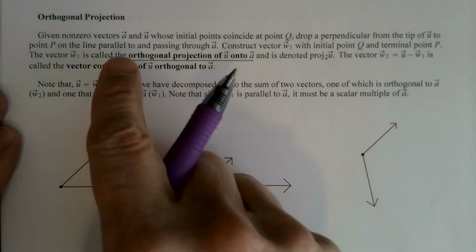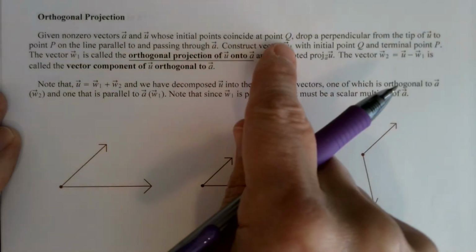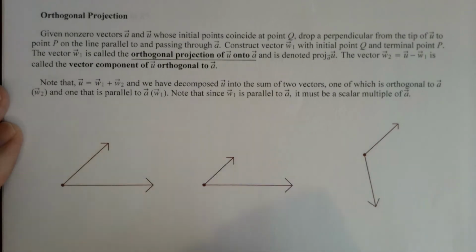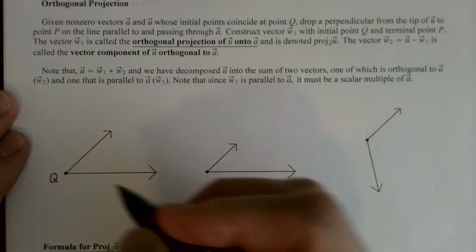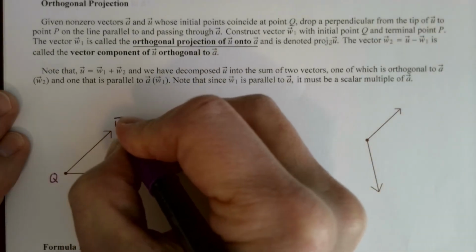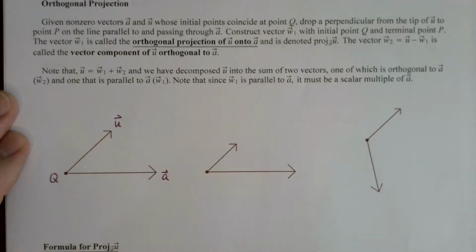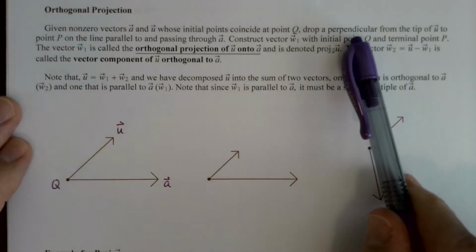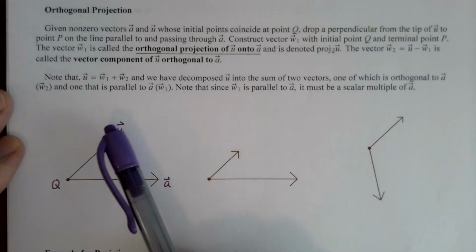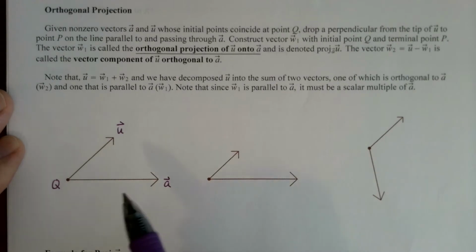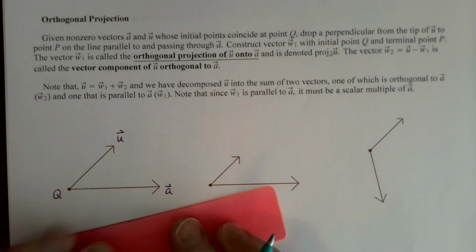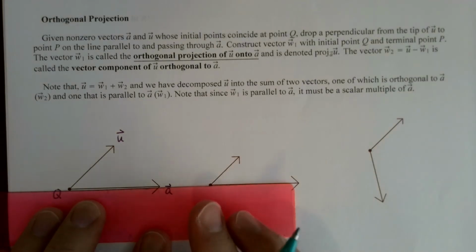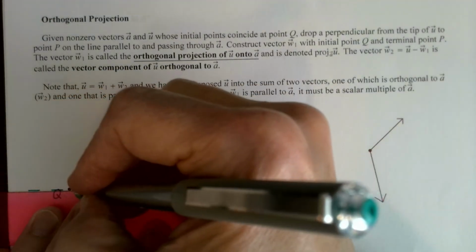So given two vectors a and u whose initial points coincide at point Q, let's just use these two vectors here to do that. So the initial point is Q, and we'll let this be the vector u and this be the vector a. And we're going to drop a perpendicular line from the tip of u, the terminal point of u here, to a point P on the line parallel to and passing through a. So the vector a is parallel to and passing through this line. Let's draw the line that coincides, if you will, with the vector a.